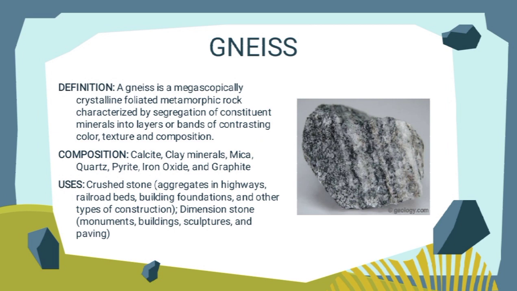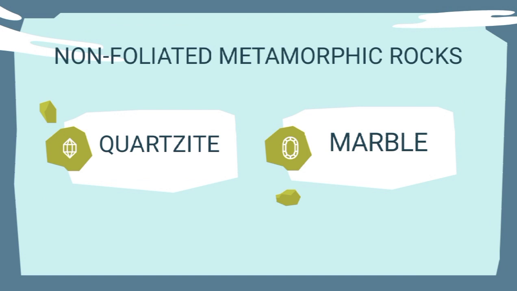The last example for foliated metamorphic rocks is gneiss. A gneiss is a megascopically crystalline foliated metamorphic rock characterized by the segregation of constituent minerals into layers or bands of contrasting color, texture, and composition. Some of its uses are crushed stone for railroad beds, building foundations, and so on. And its composition includes calcite, clay minerals, mica, quartz, pyrite, and more.